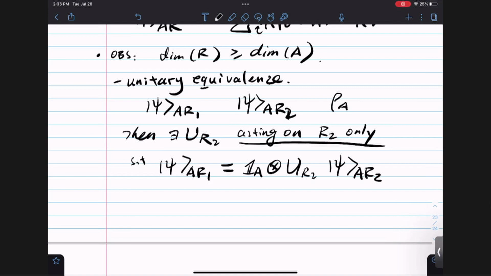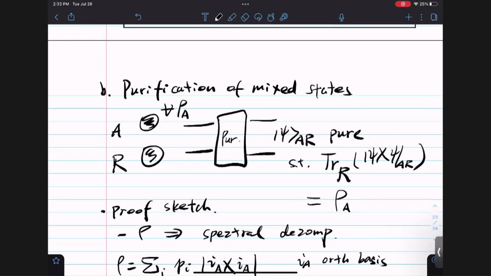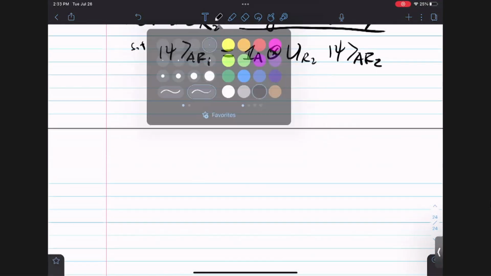Okay, so this means we can purify a mixed state, meaning we can use a state vector to represent mixed states. How about general operations? And we can purify them as well. So more precisely, we can simulate general operators by unitaries.